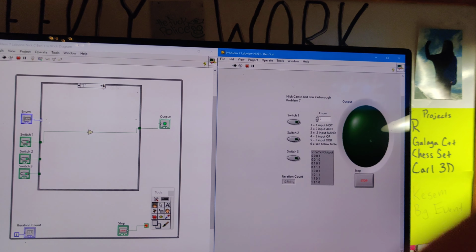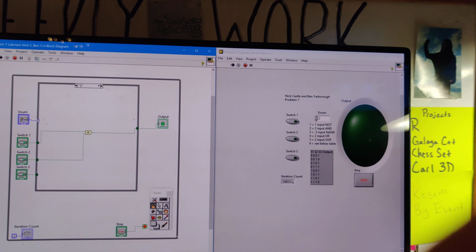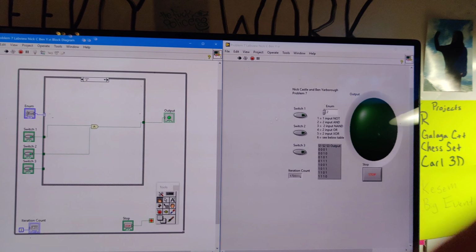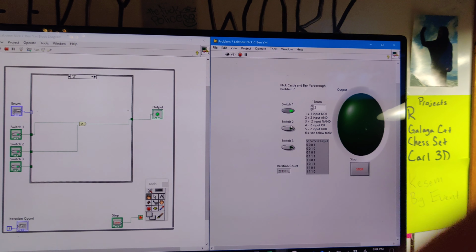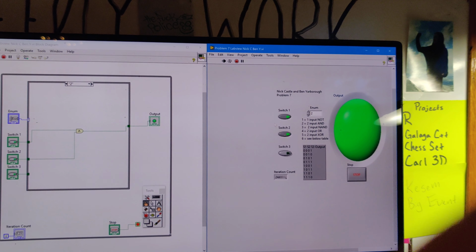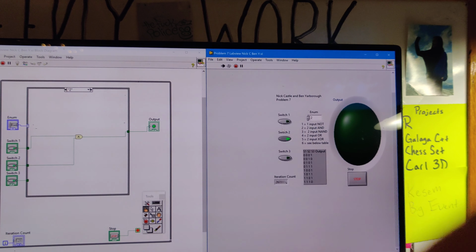For the second problem, that one is just an AND gate. So when no switches are on, it's off. One switch on, still off. Both switches on, it turns on. And when only switch 2 is on, it's off.